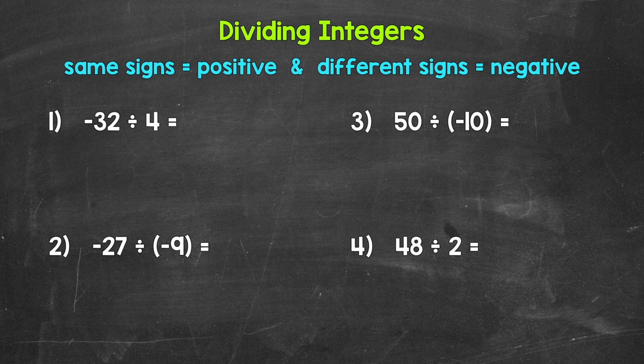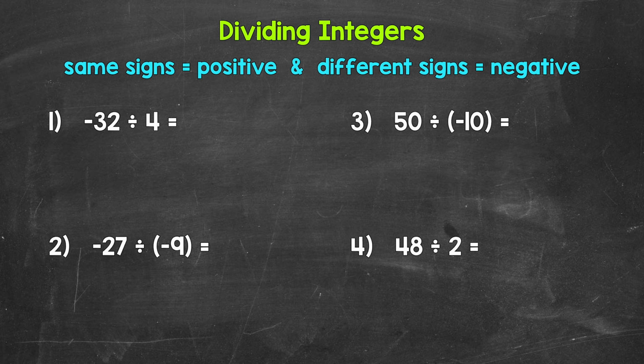Now, when it comes to dividing integers, we need to keep two things in mind. If a division problem has two integers with the same signs, our quotient, our answer, will be positive. If a division problem has two integers with different signs, our quotient will be negative. Let's jump into number one and see what this looks like.